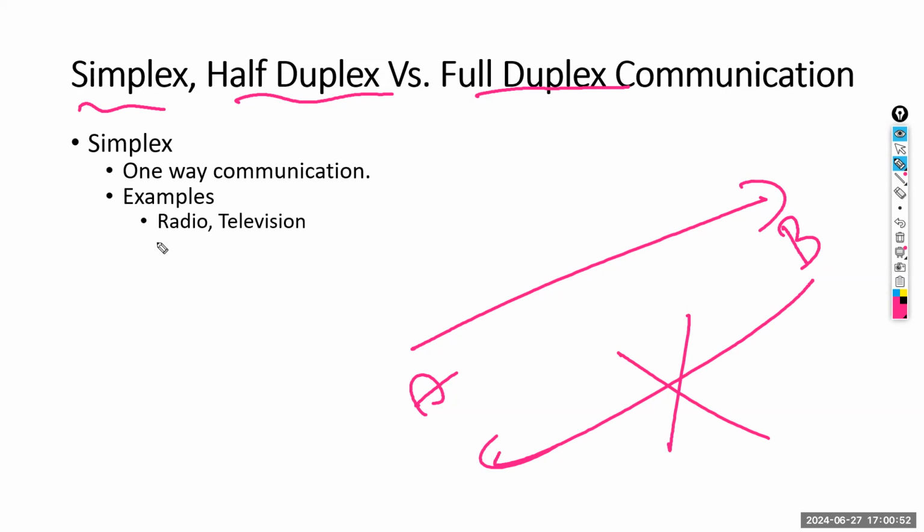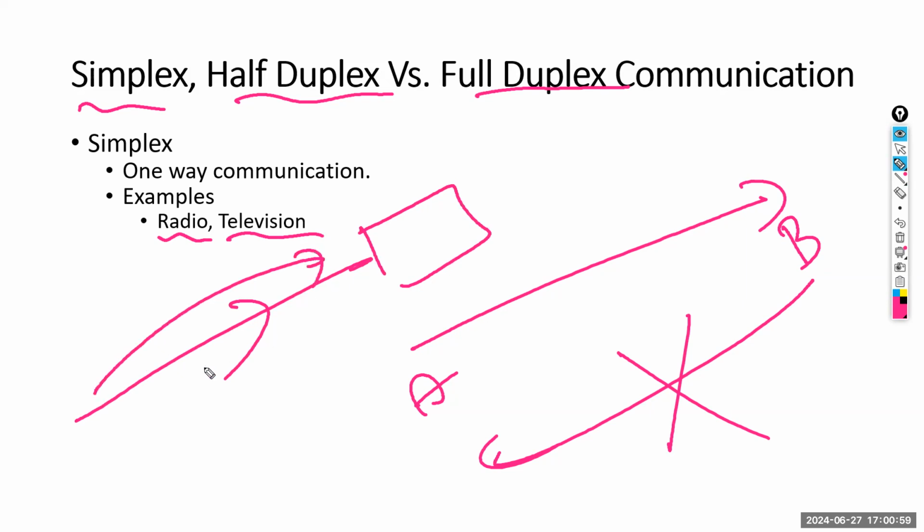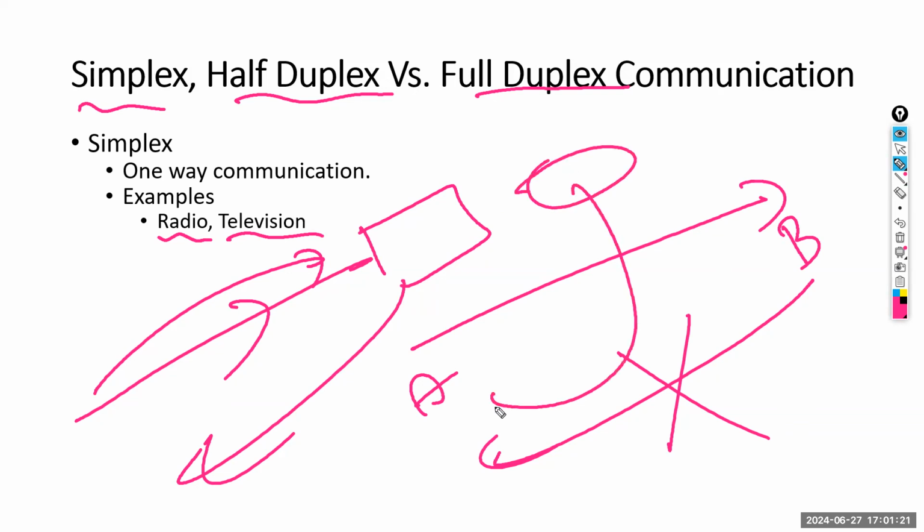A very good example is when you listen to radio or TV, it's one way. Your radio can receive signals and you can hear the radio, but you can't send signals to the radio station. There's no such facility in the radio for you to send signals or some feedback to the radio channel. That is why if you want to talk to the radio channel, you need to make a telephone call at least. So that is called simplex communication, which is very restrictive.